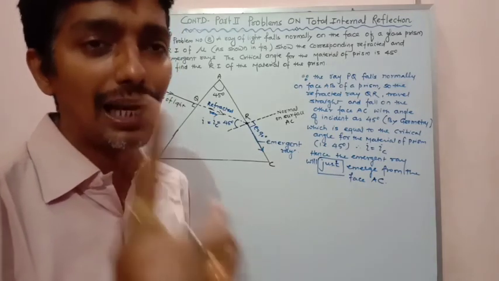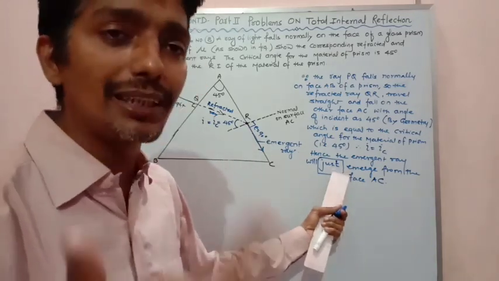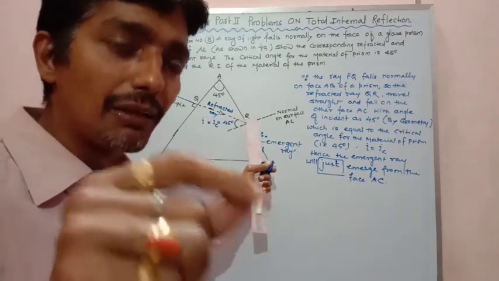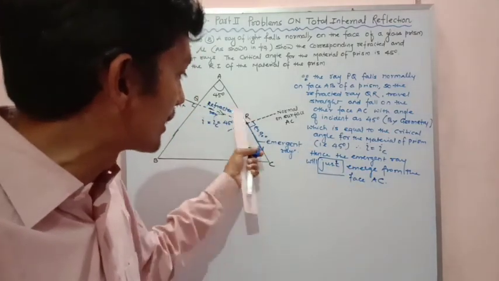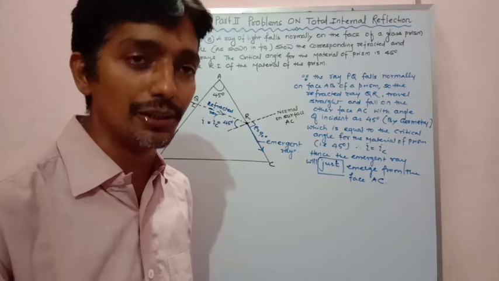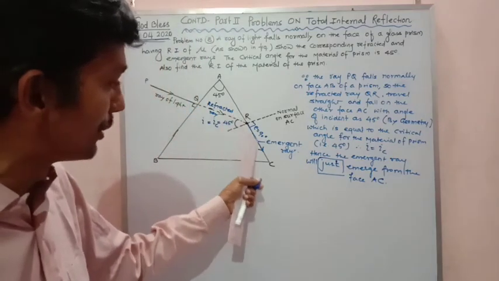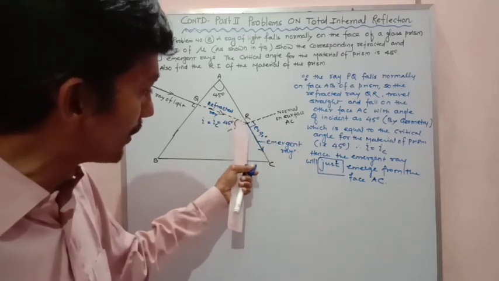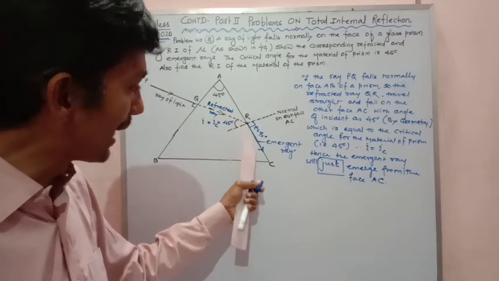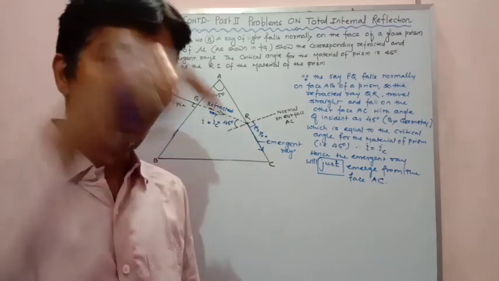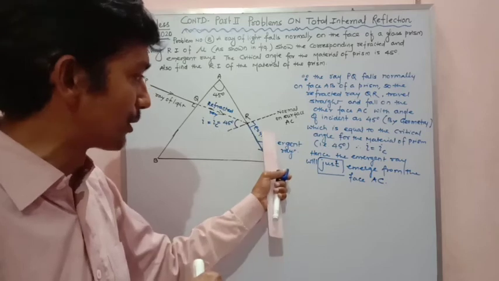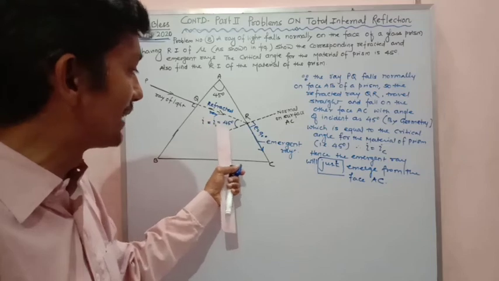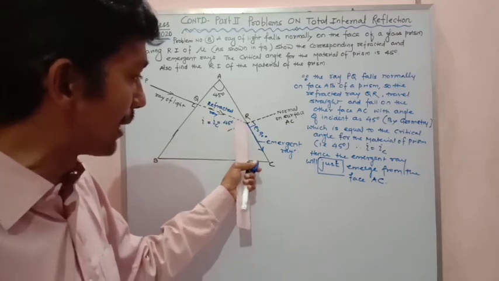I'll show you one numerical where the word just emerge is given. The meaning of just emerge is that the ray will be grazing the surface itself. Yesterday I did the word grazing. That is called just emerge. The refracted ray, the emergent ray, is just emerge when, instead of going outside, it will be on the surface. Generally, after refraction the emergent ray comes out here, no? But since I and IC are equal, it will just emerge. This language is called just emerge.